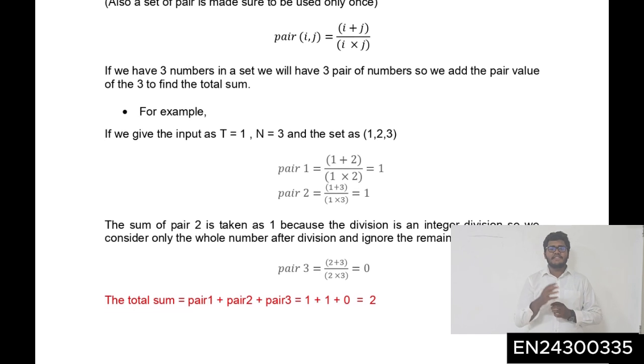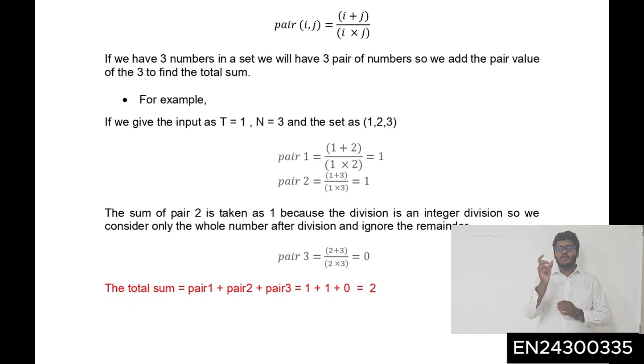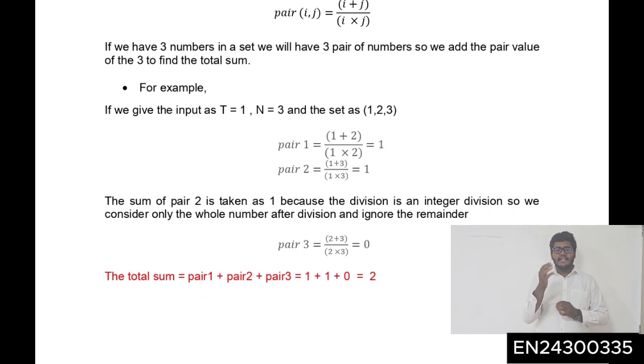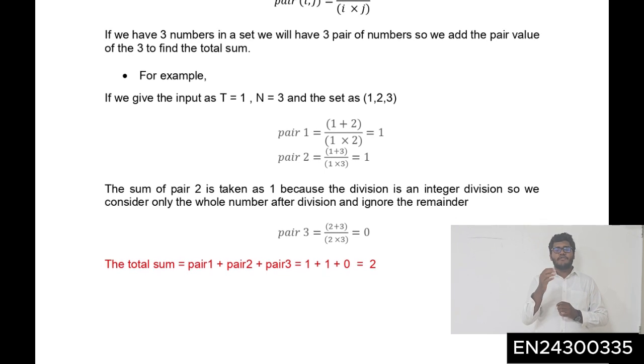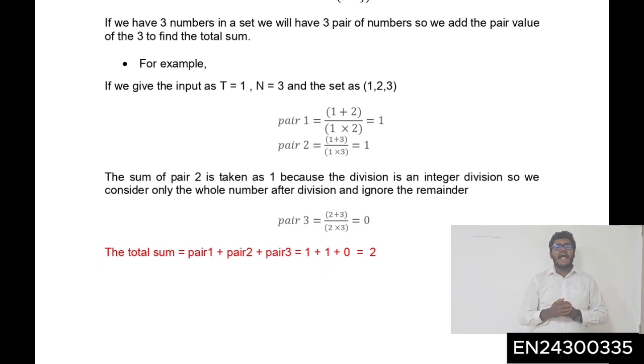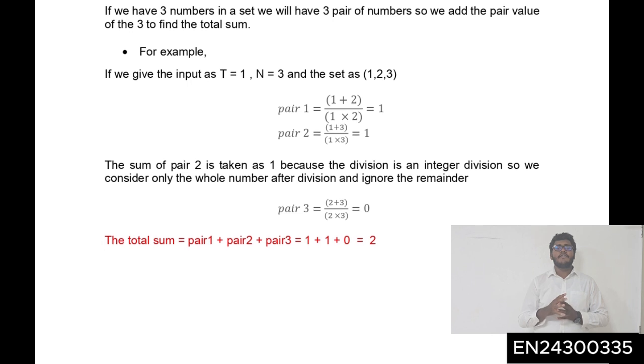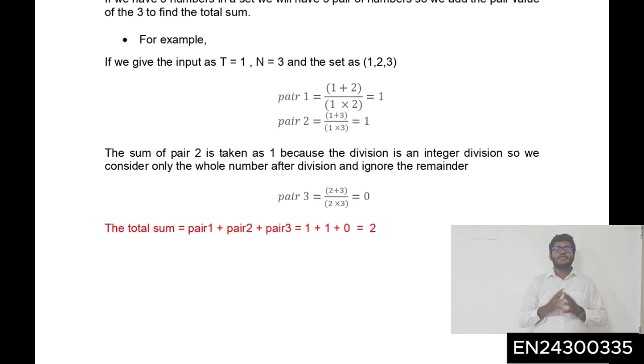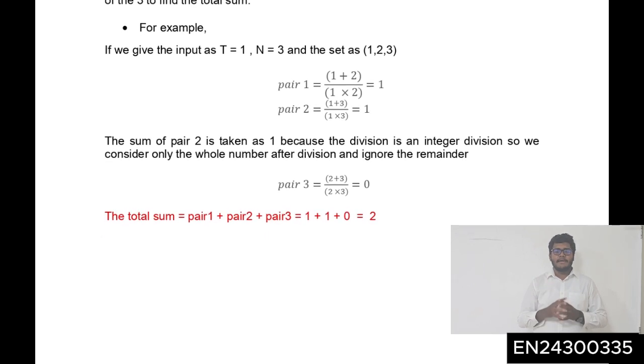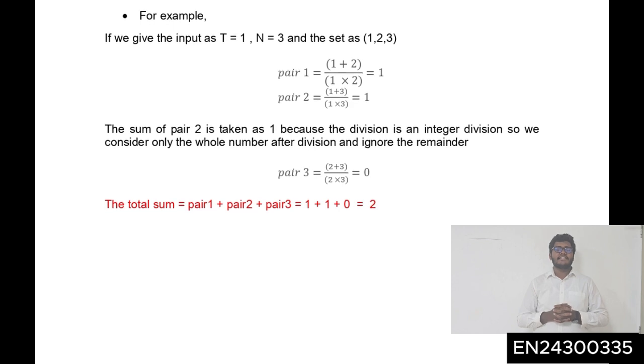For pair 1, 3, which is 1 plus 3 divided by 1 times 3, which is equal to 4 divided by 3, which is equal to 1. And for pair 2, 3, it is 2 plus 3 divided by 2 times 3, which is equal to 5 by 6, which is equal to 0. Adding these results gives a total of 2. This method ensures each pair is used only once and the approach works for any number of test cases or array sizes.